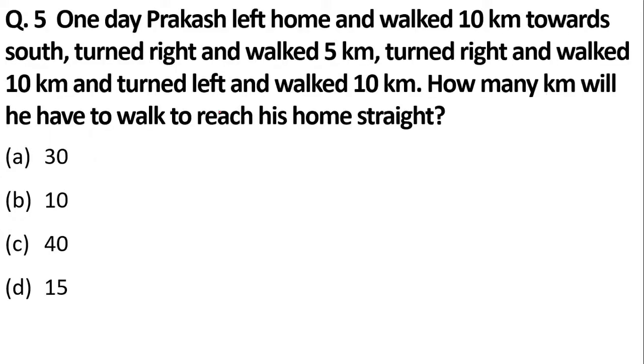Next is a direction question. Very simple. One day Prakash left home and walked towards south. So if you take this as the starting point, then he is moving towards south. This is 10 kilometers. Turned right. So if he turned right, because he's facing downward, his right is going to be this.